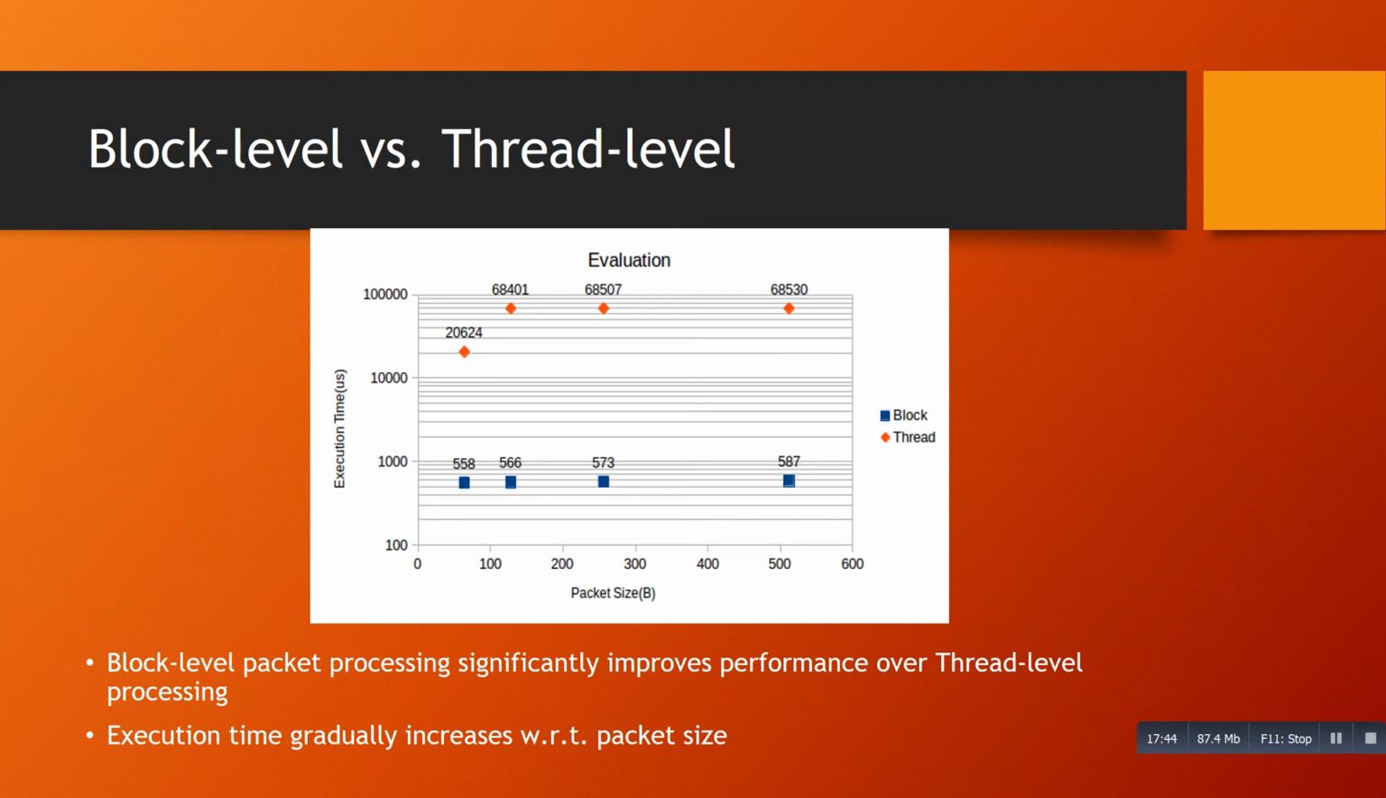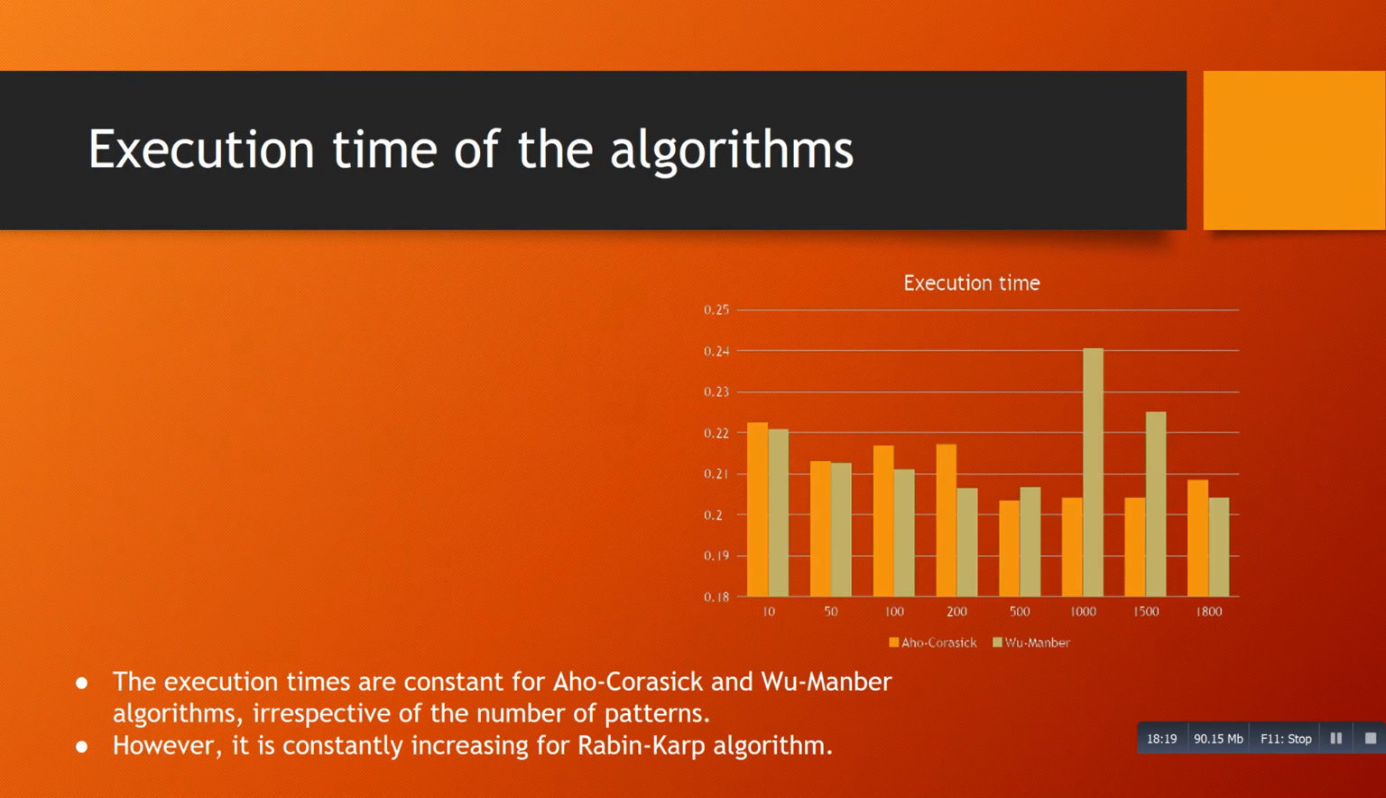So this is the evaluation between block level and thread level. Block level packet processing significantly improves performance over thread level packet processing because we have multiple thread blocks executing in parallel for the same packet, with respect to having a single thread executing per packet. So in thread level processing, the execution time is much higher. It gradually increases with the packet size, whereas it's constant in block level packet processing.